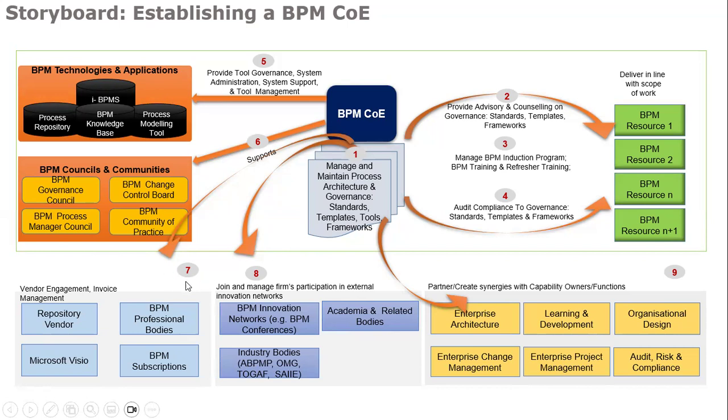Then you'll see number 7 on the bottom left. Obviously, you'd have different vendors in the BPM space, so you'd have to make sure that they get paid. So if we have a BPM subscription, it's probably the BPM CoE that will receive that invoice so that we can pay those licenses, and so forth.